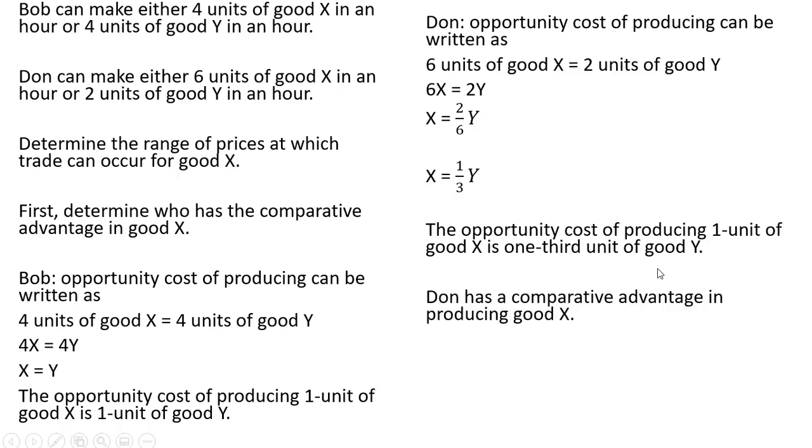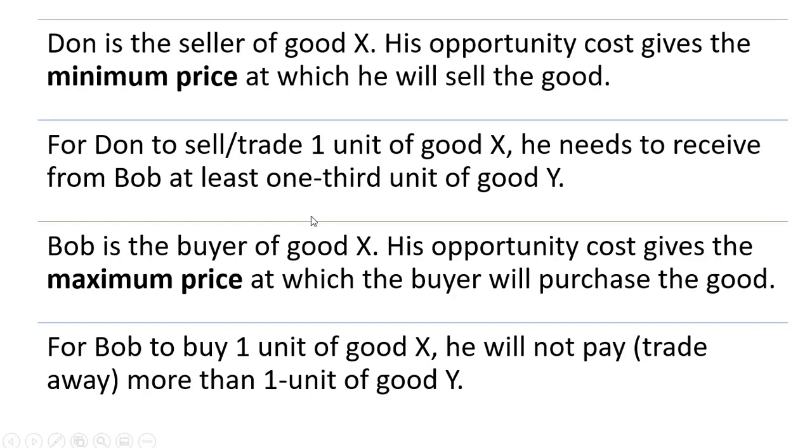Therefore, Don has a comparative advantage in producing good X. He has a lower opportunity cost: 1/3 is less than 1. So Don is the seller of good X. His opportunity cost gives the minimum price at which he will sell the good. For Don to sell or trade away 1 unit of good X, he needs to receive from Bob at least 1/3 of a unit of good Y.